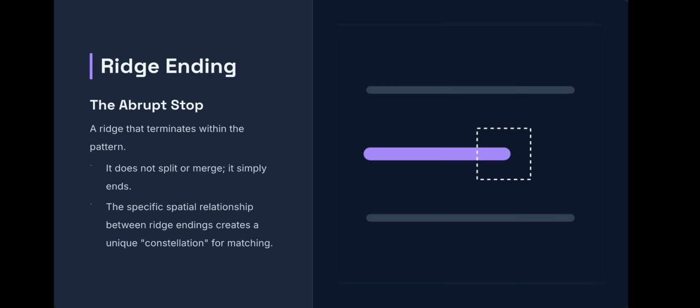When you compare these prints, they look at the spatial relationship between these endings. So for example, there's a ridge ending here, and 3 ridges down, there's another one.